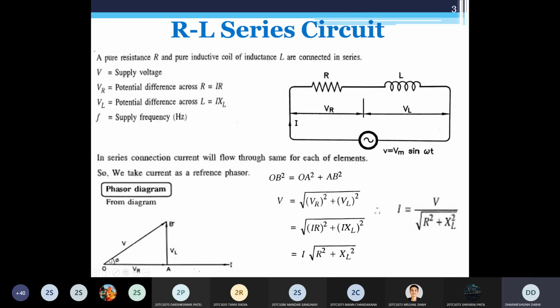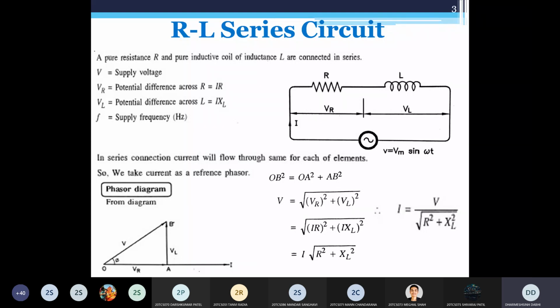Clear? Now, as we see, the impedance is square root of R square plus XL square. So we can write the equation of current another way, like I is equal to V by Z. Clear? Now, what is the angle in this vector diagram? You can see this angle phi between OB and OA. What do we call this angle? Phase angle. Yes, that is called the phase angle.